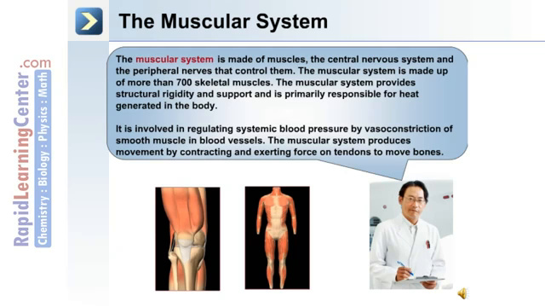And this system provides structural rigidity and support for the body and is primarily responsible for heat generated in the body. It's involved in regulating systemic blood pressure by vasoconstriction of smooth muscle in blood vessels. The muscular system produces movement by contracting and exerting forces on tendons to move bones.